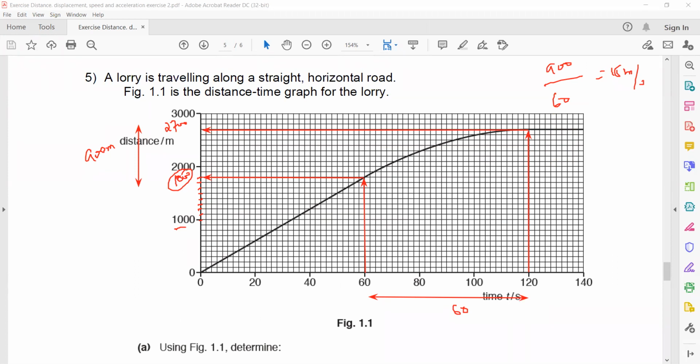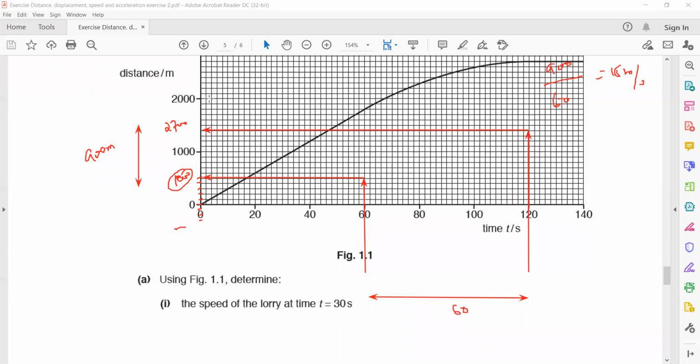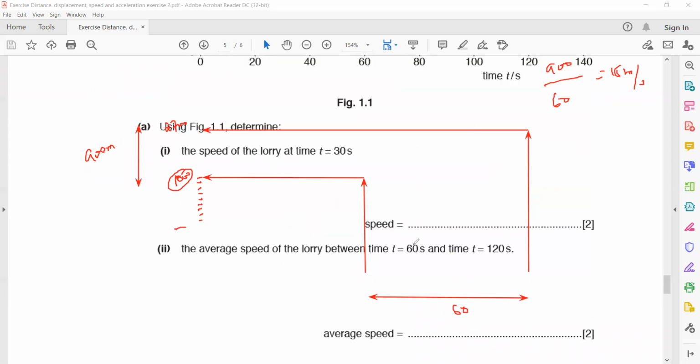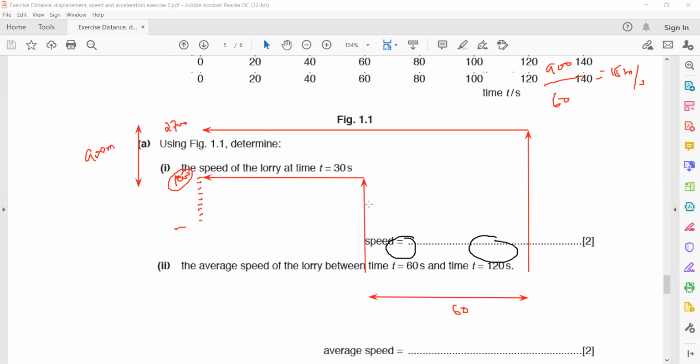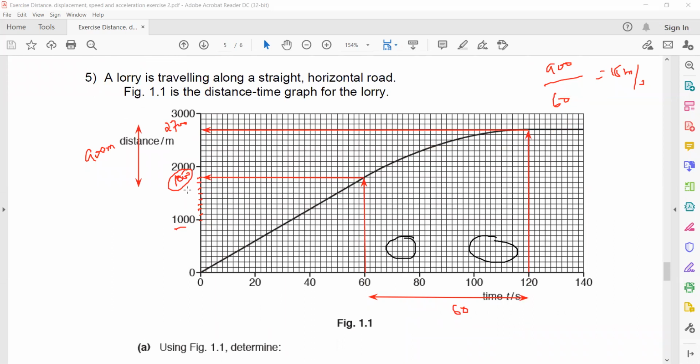Yes, Abdullah. Second part, the total distance is 900, because they mentioned you want to calculate the average speed from 60 seconds to 120 seconds. When it was 60 seconds, the distance was 1800. When it is at 120 seconds, the distance is 2700. So what is the distance traveled between 60 and 120 seconds? When I subtract, that comes out as 900. Clear? Yes, sir. And the time interval, because it started at 60 and ended at 120, is 60.